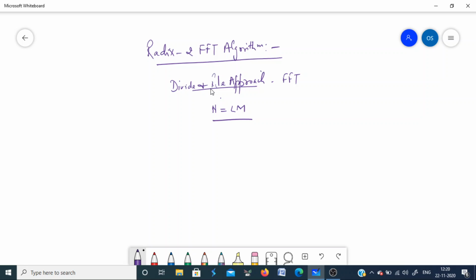Then we store this data, that is N samples, in a two-dimensional matrix of order L cross M. We store the data in column-wise format. It means you fill the first column, then you fill the next column, and so on.